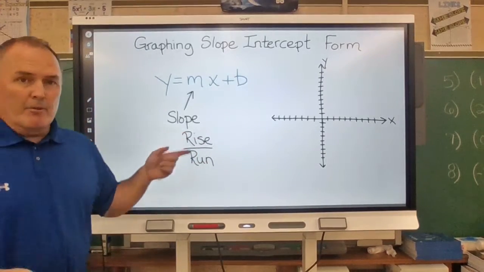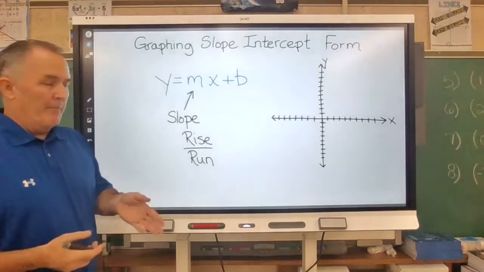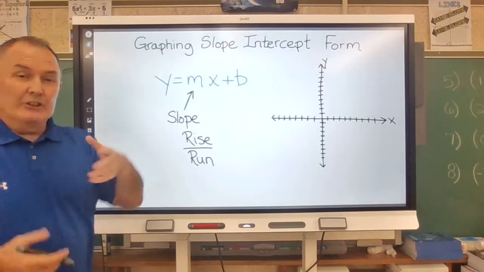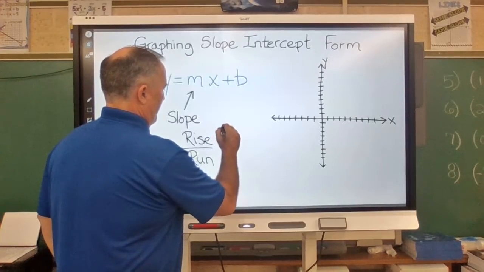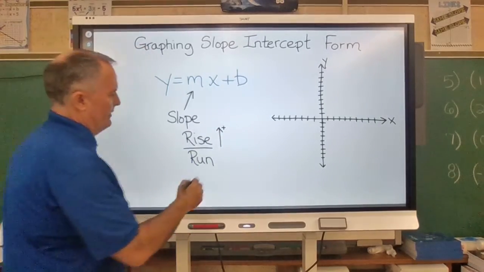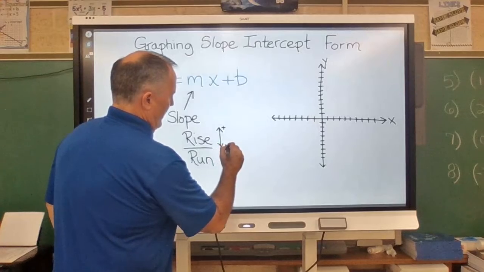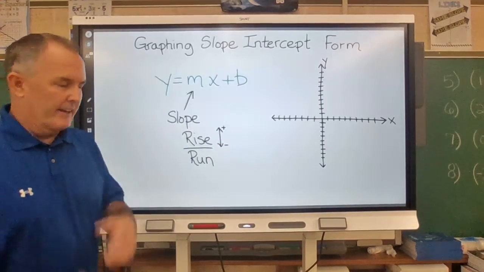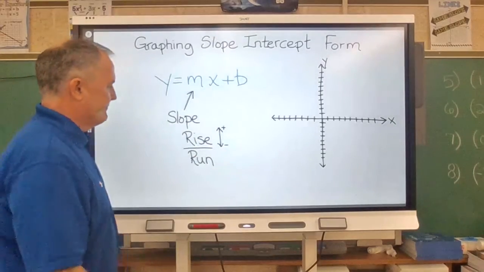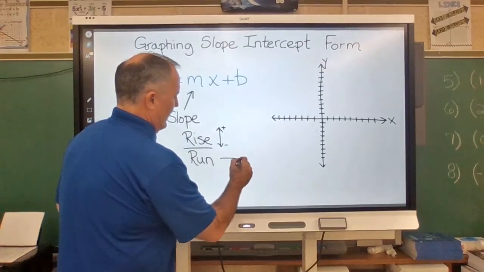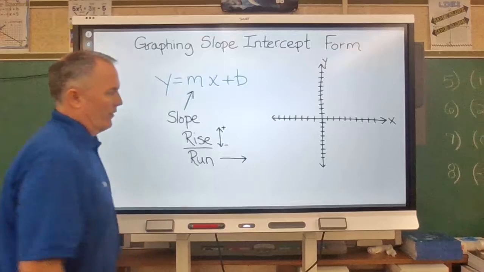All right, the top number on the slope is how much the line goes up and down. It changes on the y-axis. So if it goes up, it's going to be positive. And if it goes down, it's negative. Your run always runs to the right. It never runs to the left. It always runs to the right.